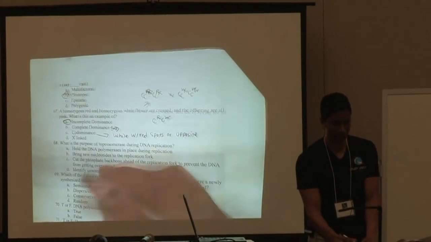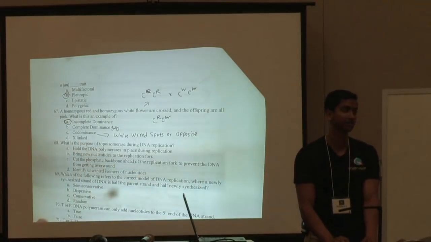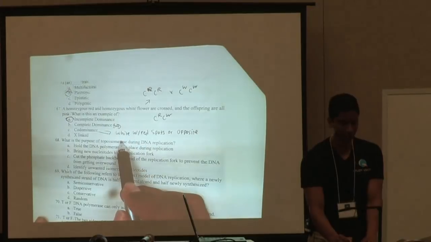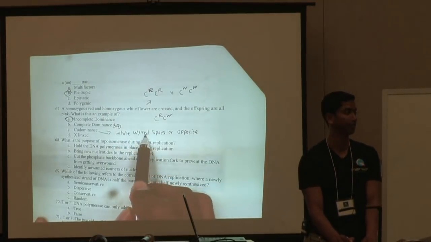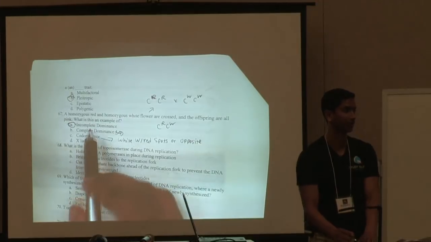So the way I remember it is codominant is both are expressed. So they're both expressed in full effect at the same time. So white is fully expressed and red is fully expressed. That's why they both show up. Whereas incomplete is none is fully expressed. They're both kind of blended.